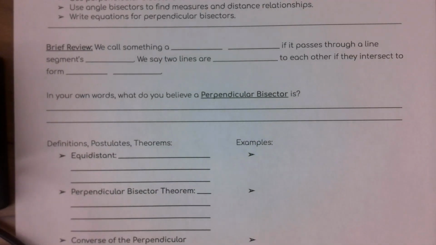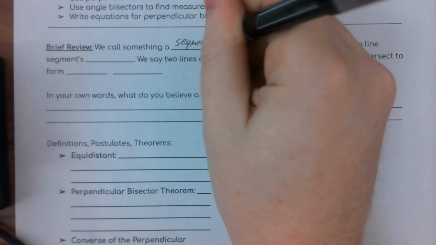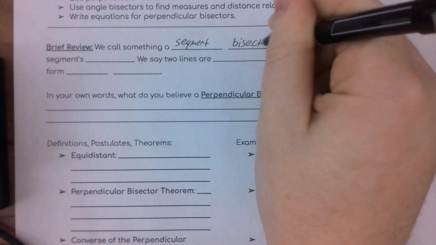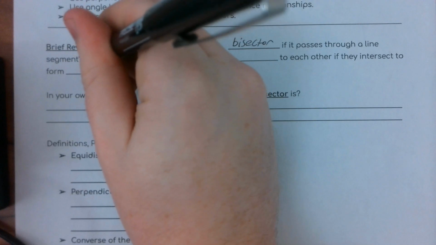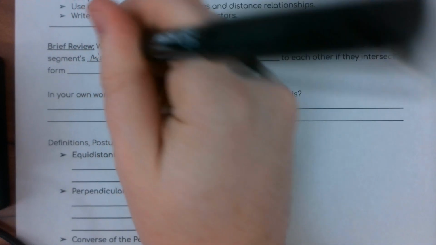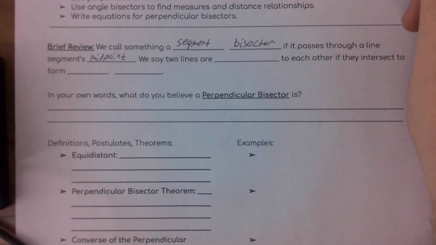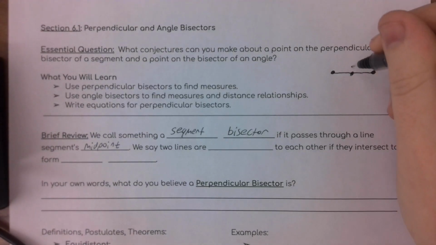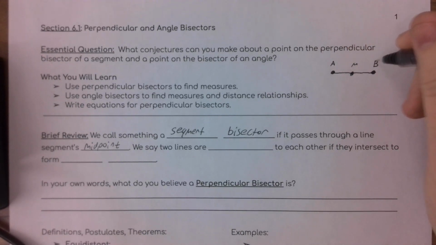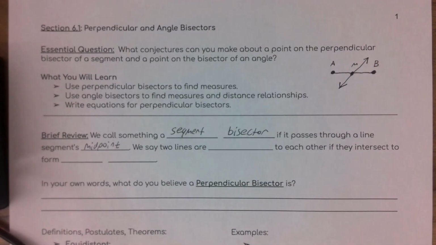I briefly want to review something. We call something a segment bisector if it passes through a line segment's midpoint. So a segment bisector can be anything that cuts a segment in half as long as it passes through the midpoint. Let's say I've got a midpoint here, points A and B, and I've got a line. That would be the segment bisector.